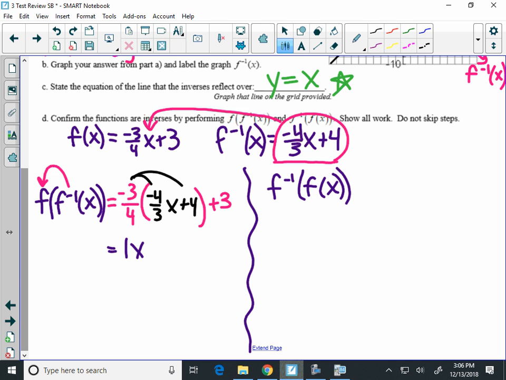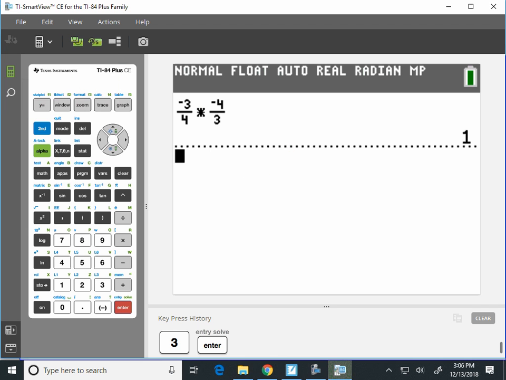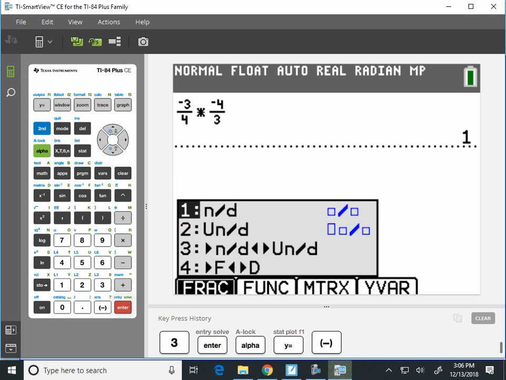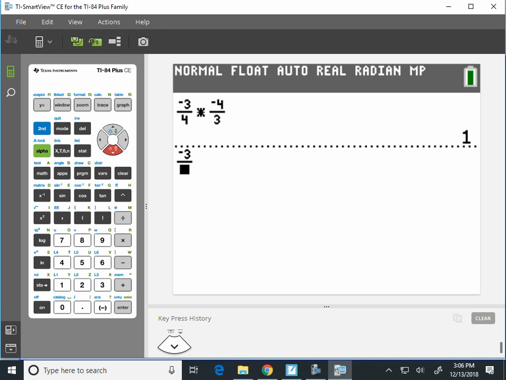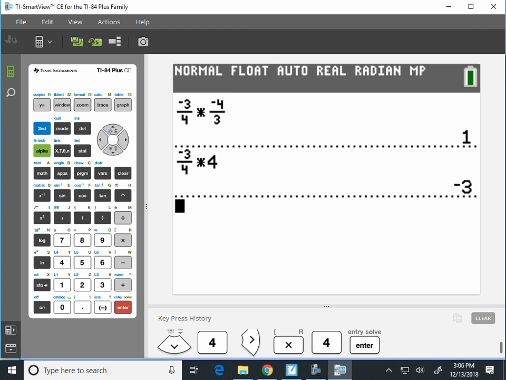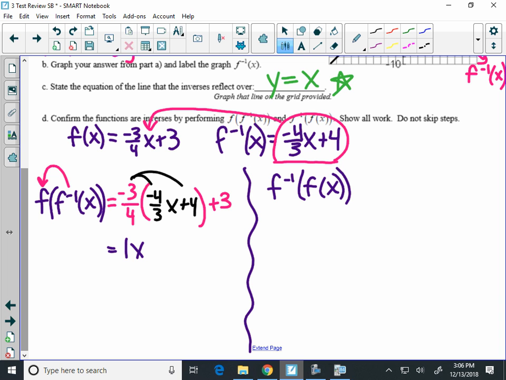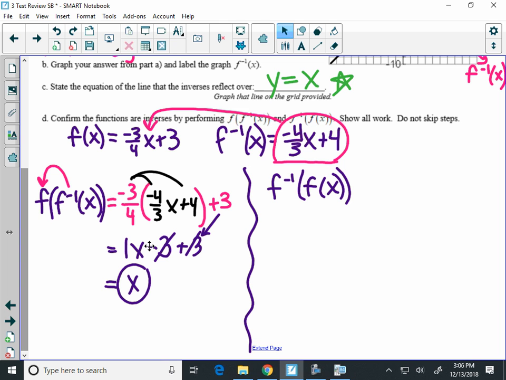And then let's multiply negative 3/4 times 4. Okay, so again, we'll make our fraction. Negative 3/4 times 4. Look, that gives us negative 3. Which is really nice because I now have x minus 3 plus 3. Those 3's cancel off, and you're left with x. Remember, that's a good thing, because if two functions are inverses of each other, their composition should give you the answer of x.